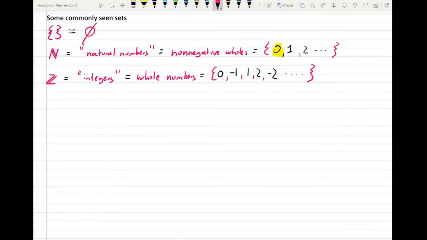Next up, we've got the rational numbers, which are Q with another bar. So the rational numbers. And these are all fractions of whole numbers. So one half would be a rational number.